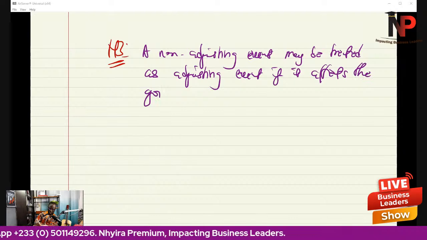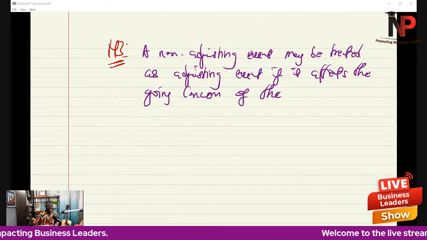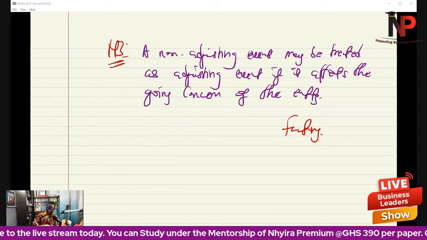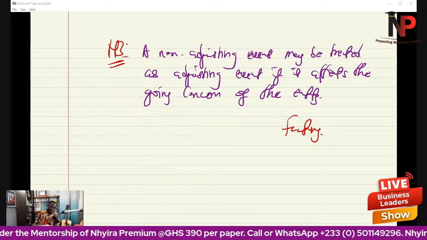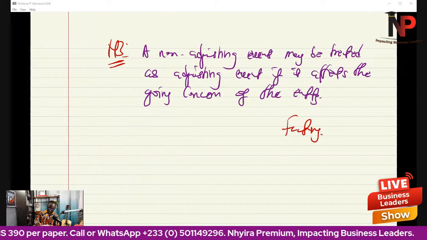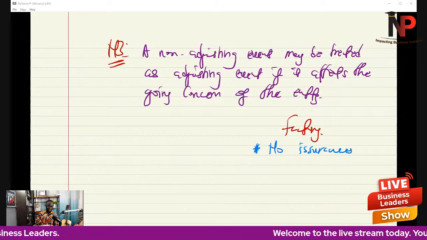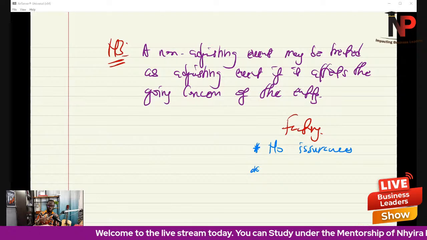So for instance, the entity has a factory. Then there is a fire outbreak at the factory, so we lose our equipment and all that. Now, that is a non-adjusting event in its raw state. But probably the company is a typical Ghanaian company. You know a typical Ghanaian company? A typical Ghanaian company is a company that doesn't do insurance. It is a company where the owner of the business withdraws the money and uses it to chop and buy cars to flex around.